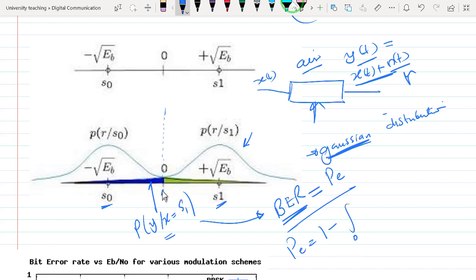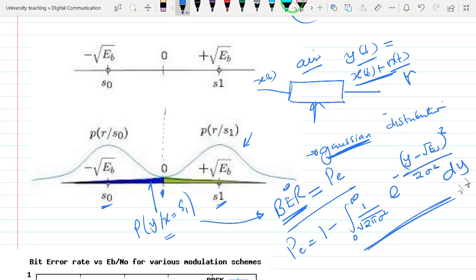This is where we are saying 0 to infinity, the Gaussian distribution function, or the PDF of the error, which is going to be 1 over root 2 pi sigma squared, exponent of minus. Now we are talking about Y having a mean of root Es, squared, divided by 2 sigma squared. We integrate that with respect to dy. So this is the expression that defines for us the bit error rate, or the probability of error.